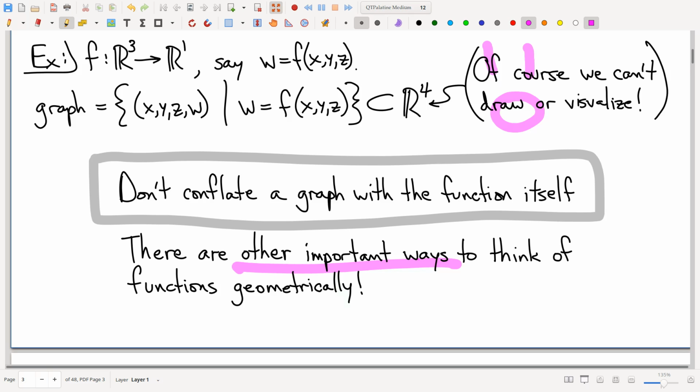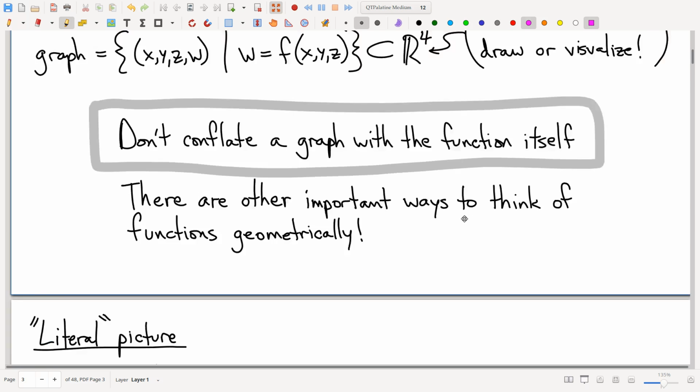So, again, make sure you're very clear. Not all pictures are graphs. Not every picture you see can you treat as being a graph. You might have to interpret it in some other appropriate sense. Okay, so here's the next example.